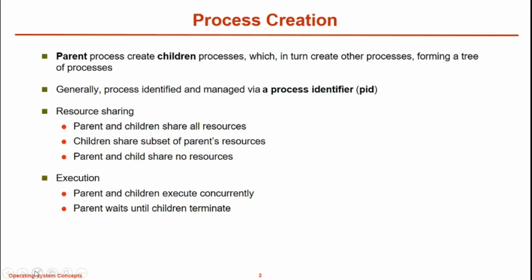So actually, a parent process creates a child process. As we saw in the last video session, fork is a system call which creates the child process, which in turn creates other processes, forming a tree. Generally, a process is identified and managed via a process identifier. It is something like how you have a university registration number, that is the USN number. In the same way, each process has a unique ID called the process identifier, or PID.